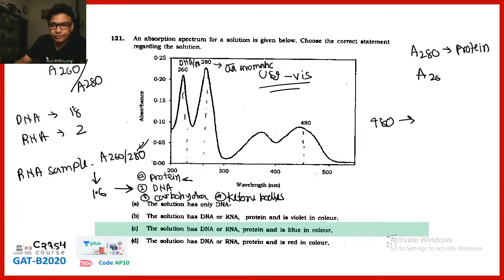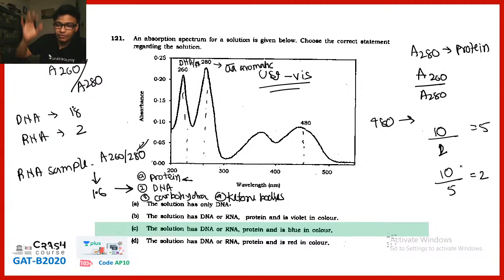Imagine you have a value for A280. In ideal cases, protein is very low; you never get a totally pure sample. Let's say your protein value is 2 and your A260 is 10, these numbers are arbitrary. So your overall ratio would be 5. But if you have too much protein, then it would be 2. So whenever your A260/280 drops, that means you have protein contamination.